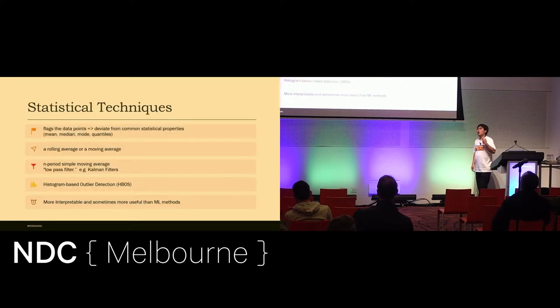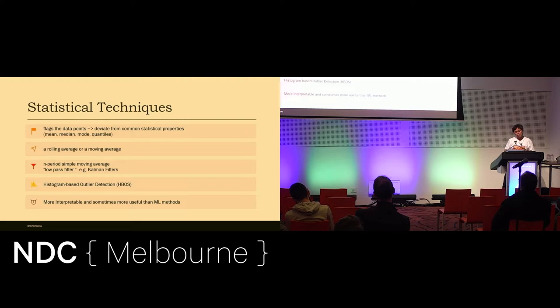There are also statistical techniques to be able to detect anomalies. One is you flag the data points where you calculate the average, the median, the mean, or the quantiles, and you can specify, hey, that is out of the ordinary because it's too far from the average. Another is rolling or moving averages. If you think about the stock market, when they're doing their charts and identifying those moving averages, they're trying to detect those anomalies.